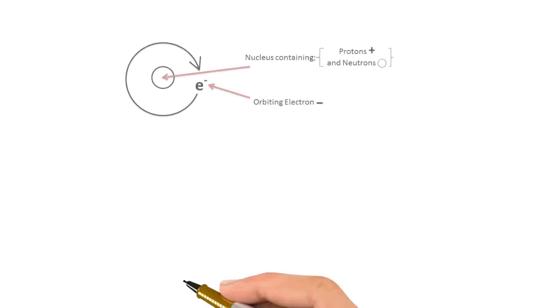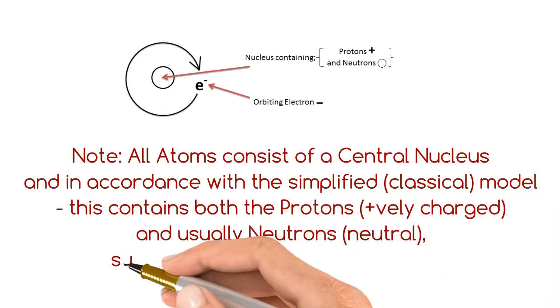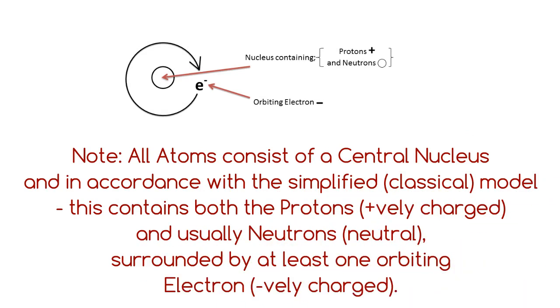All atoms consist of a central nucleus. And in accordance with the classical mechanics model, this contains both the protons, which are positively charged, and usually neutrons, which are neutral, carrying zero charge, surrounded by at least one orbiting electron, which is negatively charged.